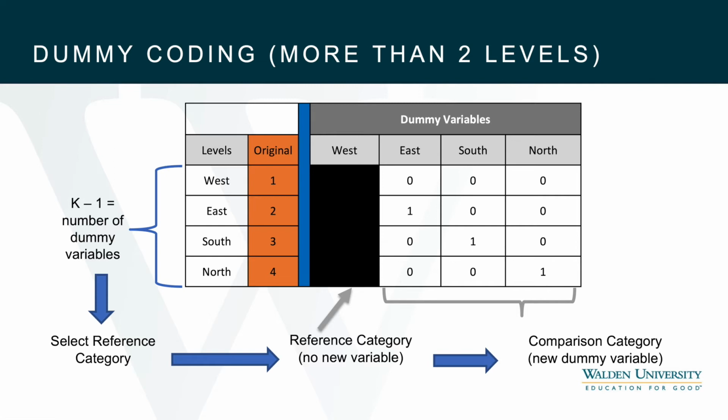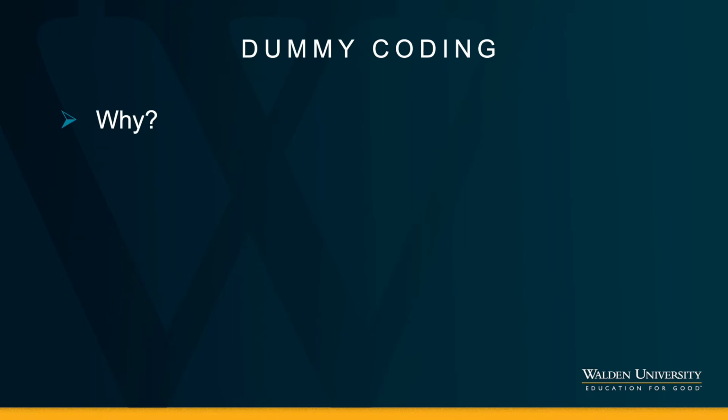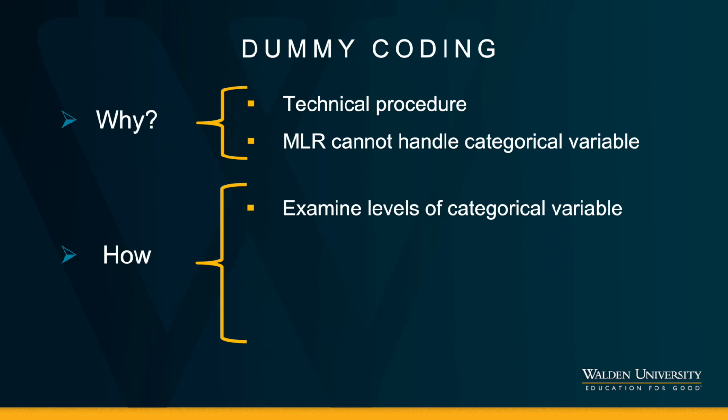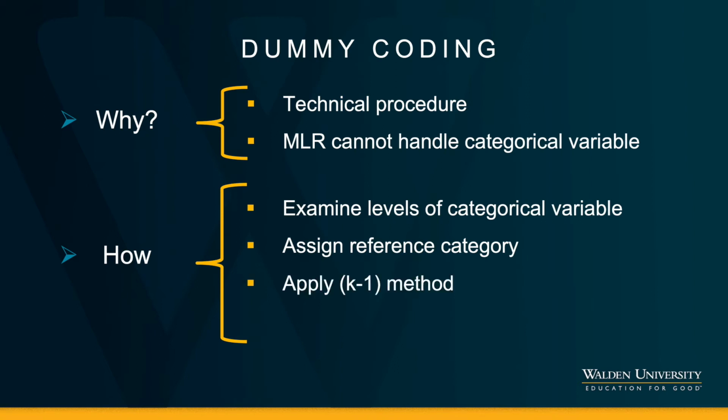Let's take a moment to review the dummy coding process. We dummy coded because we had a categorical variable that we hoped to enter in the multiple linear regression, but in its current state, it cannot be entered. First, we reviewed the descriptive statistics of that categorical variable and examined the levels, and we determined which level would feature as the reference category. In our case, we chose the largest group as the reference category that did not receive a dummy variable. That resulted in the K-1 method where we created one less dummy variable than we had levels.